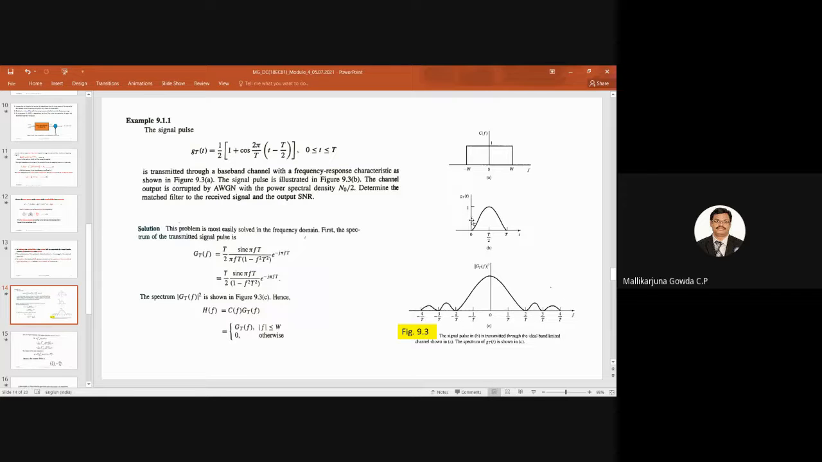G capital T suffix, of t. This is my half sine wave. I can express that mathematically like this. If this is my signal and this is the frequency response of the channel, what is the output of the channel? That is GT of f.